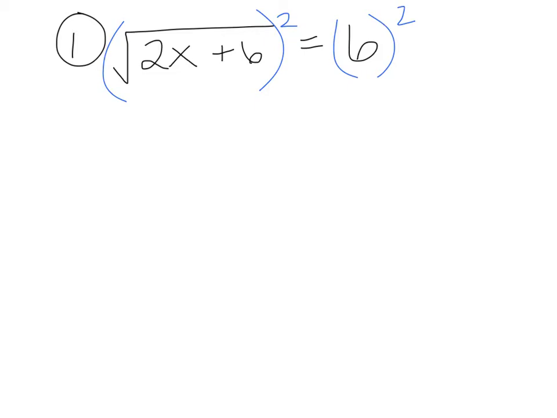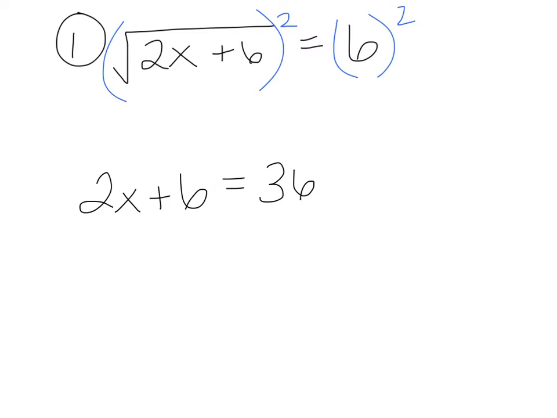So when we square the square root of 2x plus 6, it becomes very simple. It becomes just 2x plus 6. The square root symbol goes away completely. Here's the tricky part. Do not forget to actually square your 6. So it needs to become a 36. 6 squared is 36.